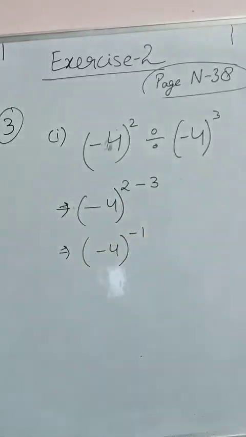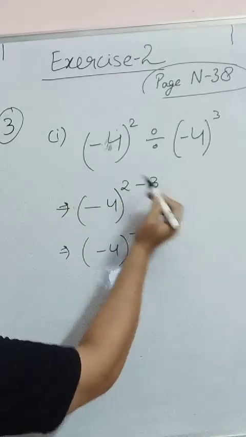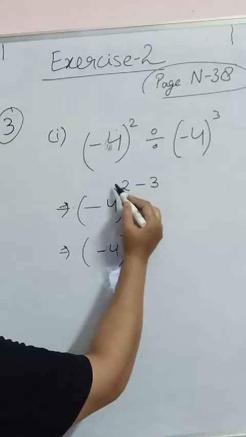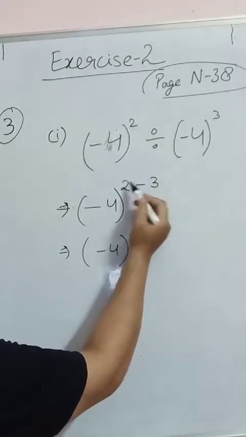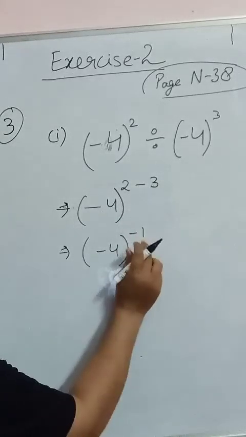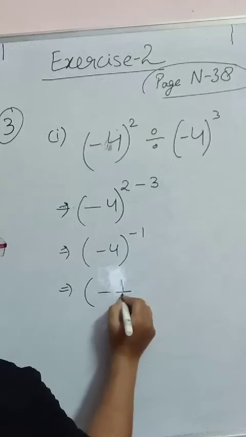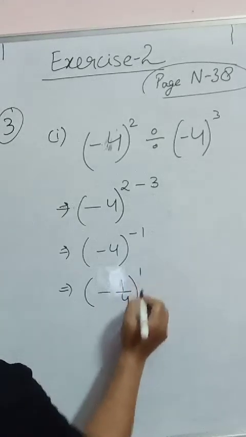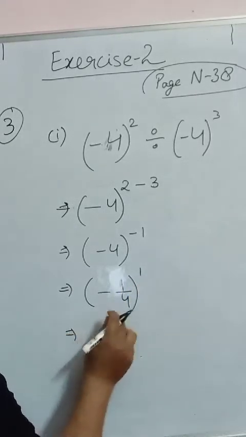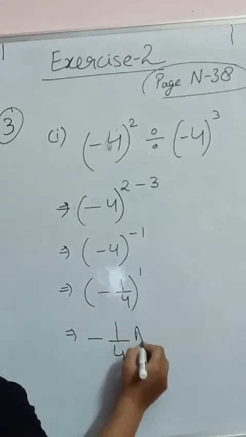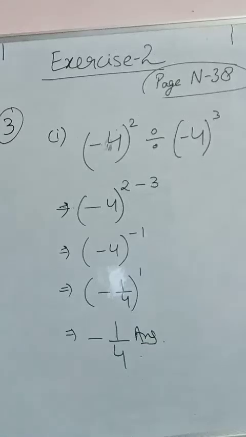How was this done? This is positive 2, this is negative 3. The sign of the greater number is taken, so it is minus, and the operation is plus into minus, that is minus. So 3 minus 2 is 1. Now we need to make the power positive, so it becomes minus 1 upon 4. The reciprocal is done and the power becomes 1. Anything with the power 1 is the same thing. So the final answer should be minus 1 upon 4. That becomes the final answer for the first part of question number 3.